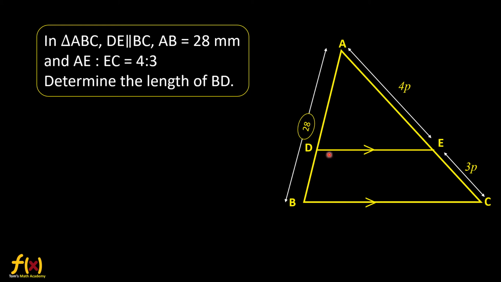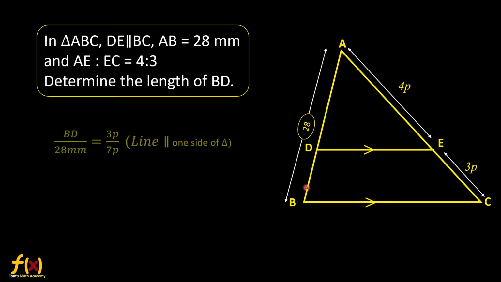The basic idea of this diagram: DE is parallel to BC. So we apply the proportionality theorem, because a line drawn parallel to one side will divide the other two sides in the same proportion. So here the question is to calculate BD. We can write the proportion BD over AB, or BD over AD. Anyway, we can write the ratio. Now look at the given information. We are given AB and we are going to calculate BD. So it is always better to start with our question, which is the unknown, BD.